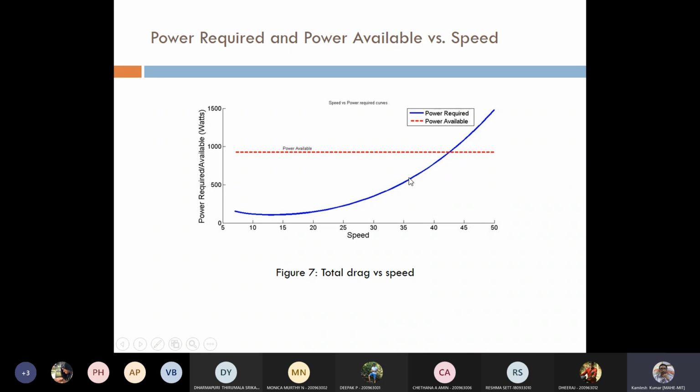This can support the required speed to achieve. So we already have power available. But when we talk about more than 40 to 45 or 50 meters per second speed, then this power is not capable of providing that. That is the meaning here.